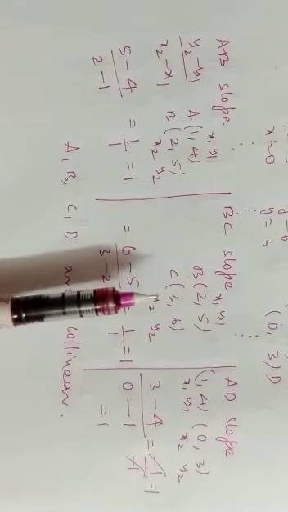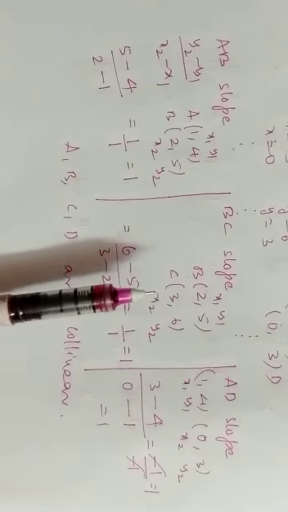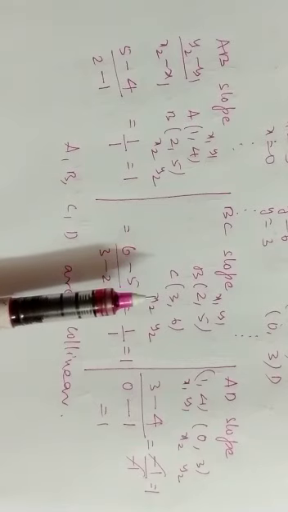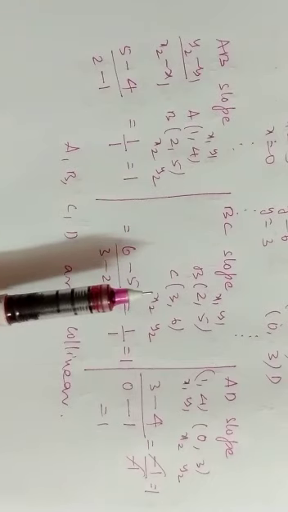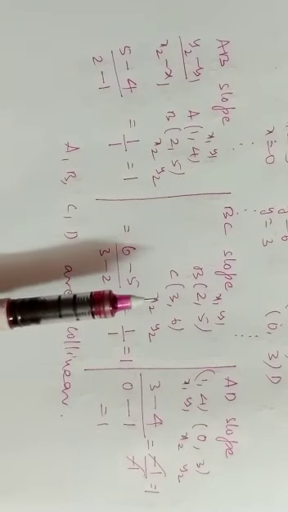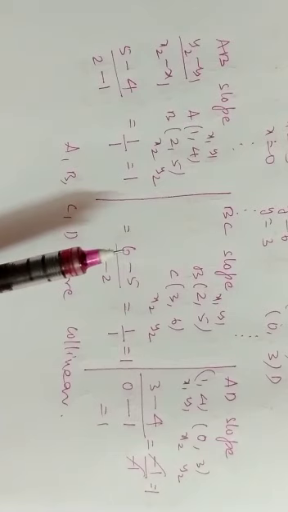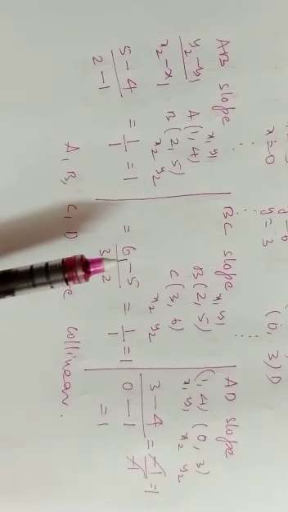I hope you followed the 2 methods of collinearity well. In the next video, we will try the 3rd method of how to say the points are collinear, which will be a little easier than the first 2 methods. Okay, see you.